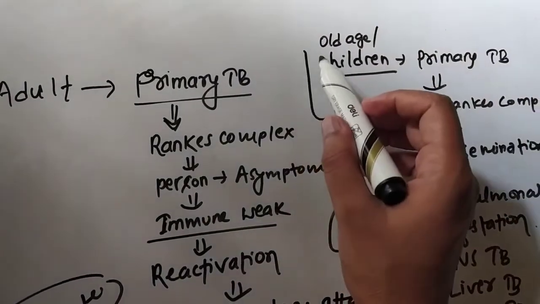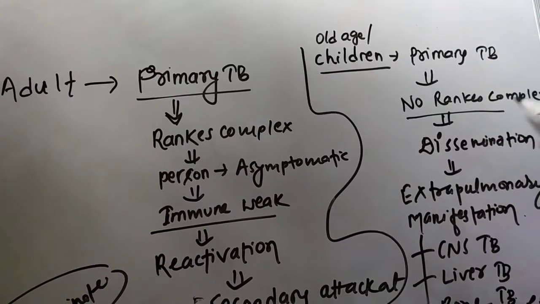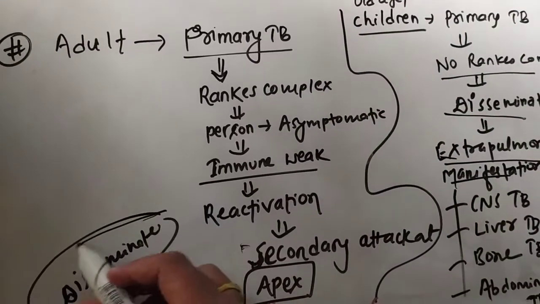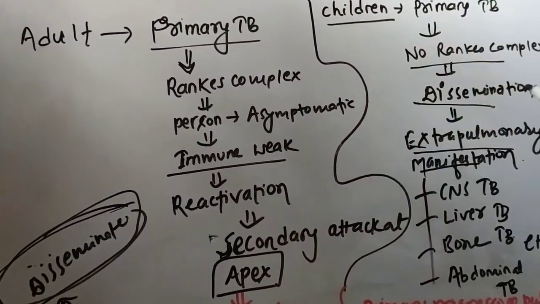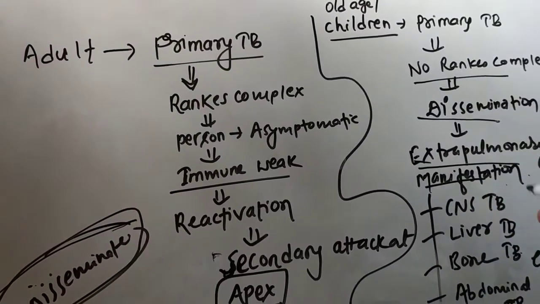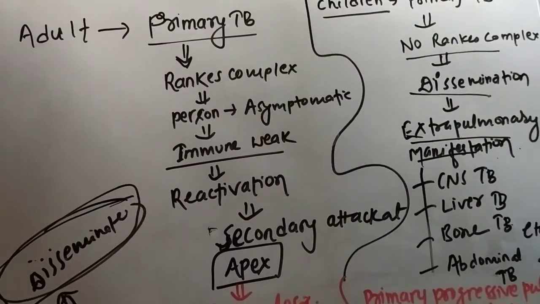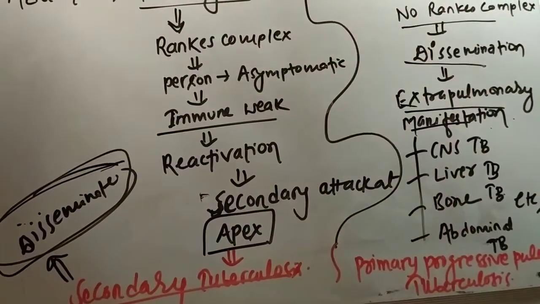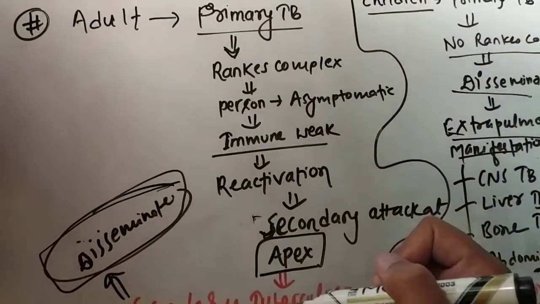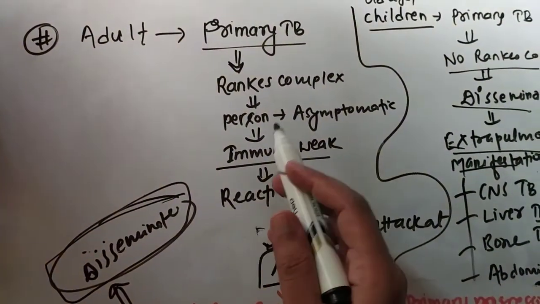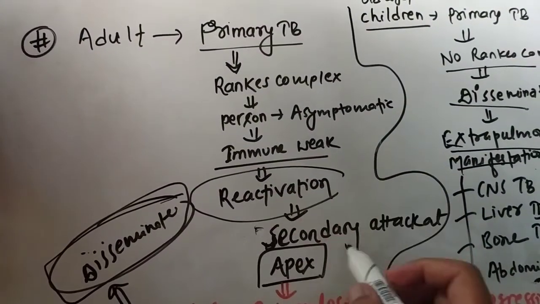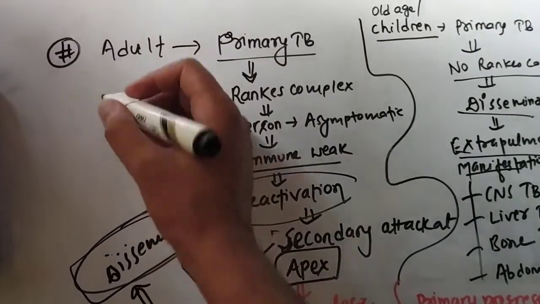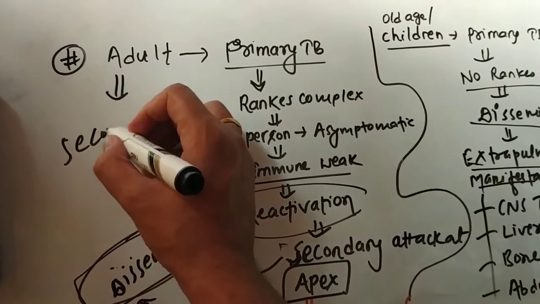See, if the patient is of old age or a child, there will be primary TB, there will be no Ranke's complex formation, there will be dissemination of the bacteria, and there will be extrapulmonary manifestation. So here I have told you that there was dissemination. After dissemination, there will be extrapulmonary manifestations like CNS TB, liver TB, bone TB, abdominal TB. And in children, the primary TB directly progresses, so we call it primary progressive pulmonary TB. But in the adult, there will be no progression of the primary TB. Actually, there will be reactivation, and the secondary TB will be evident as a disease. That is why in adults, usually the main cause of the disease is secondary TB.